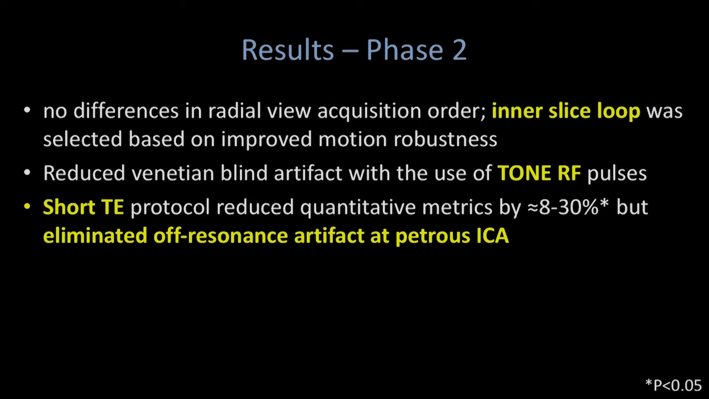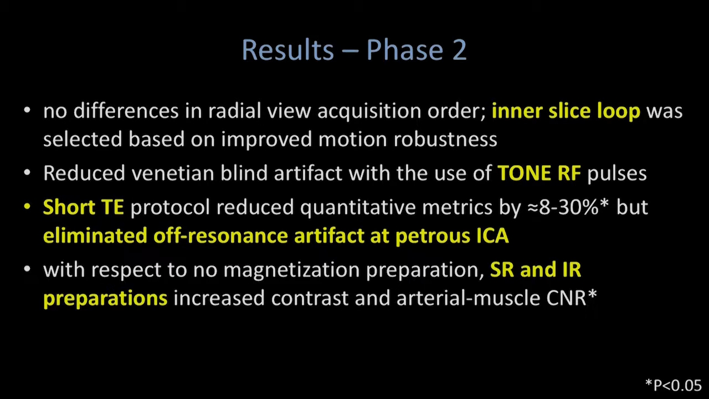eliminated or suppressed off-resonance artifacts that are sometimes visible in the petrous internal carotid arteries, even though they slightly reduce some of our quantitative metrics by roughly 8 to 30%. With respect to no magnetization preparation, so instead of applying any sort of background suppression pulse with the stack of stars acquisition, we found that the saturation recovery and inversion recovery preparations increased some of our contrast metrics. And we chose an inversion recovery prep in phase 3 of our study.